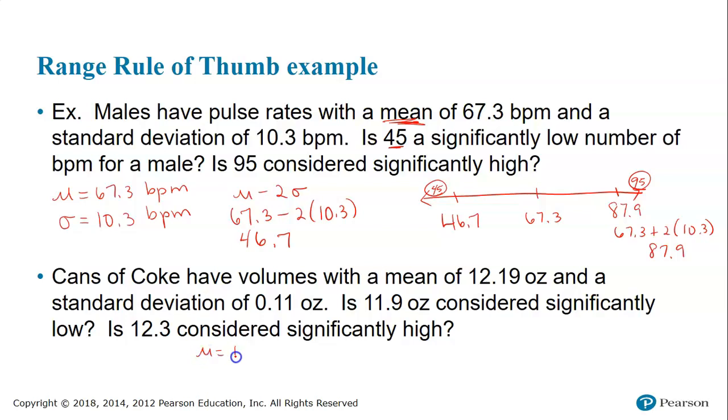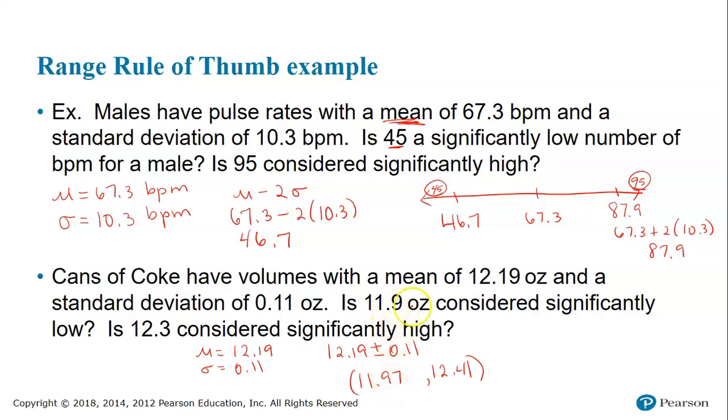Okay, our mean on this one is 12.19 and the standard deviation is 0.11. So if I do 12.19, I like to just combine them together and do plus or minus 0.11. If I do the addition part, I get 12.41. And if I do the subtraction part, I get 11.97. So anything between 11.97 and 12.41 is considered not significant. Anything above 12.41 is significantly high, and anything below 11.97 is significantly low.